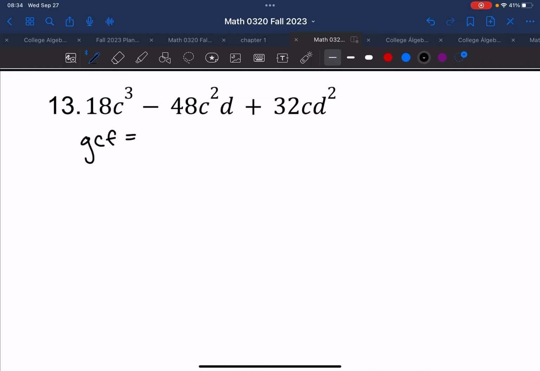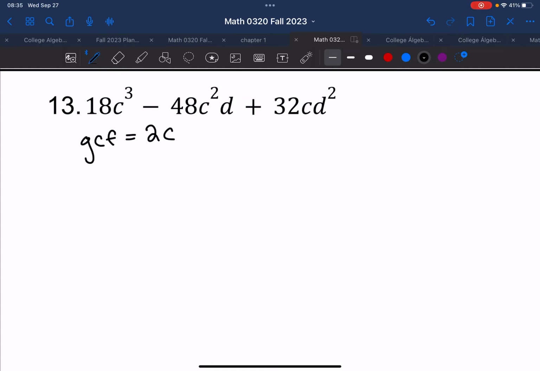C. So the C is correct. The 6 won't go into the 32. Any other guesses? So 8 won't go into the 18. Think smaller. 2. 2C.